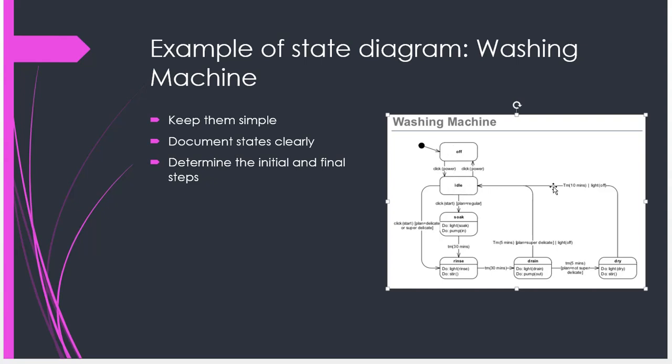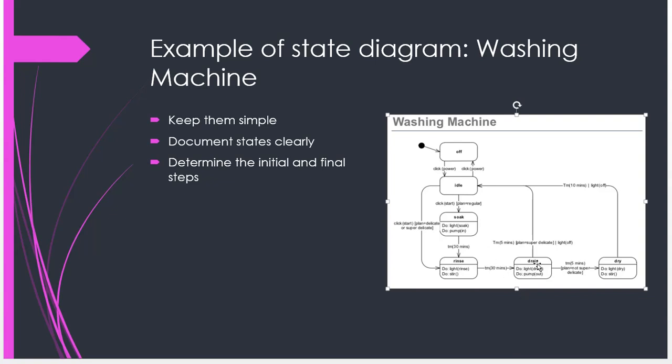When it's in idle mode, and you click start, and the plan that you choose is regular, then the washing machine moves into the state of soaking, where it's going to do some light soaking, and then it's going to do some pump ins. But if it's in the idle state, and you click start and choose the delicate or super delicate plan, it will skip the soak part and just go straight into the rinse part, where it's going to do a light rinsing and then a little stirring.